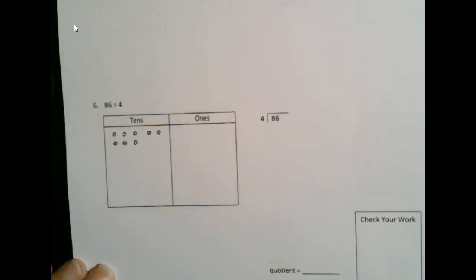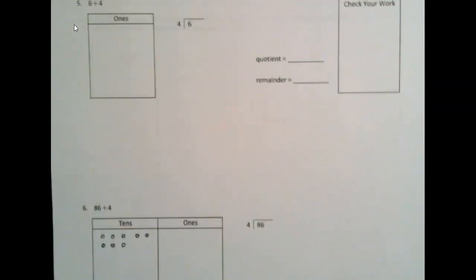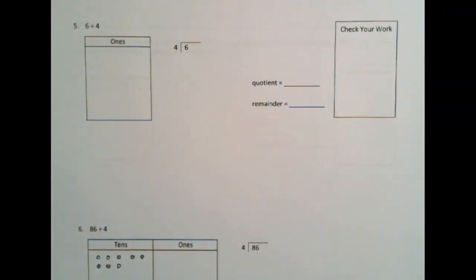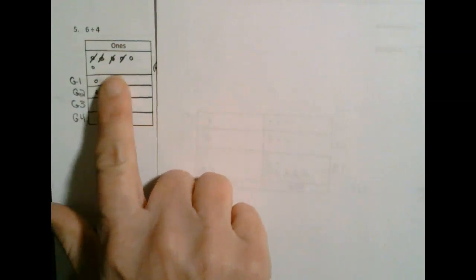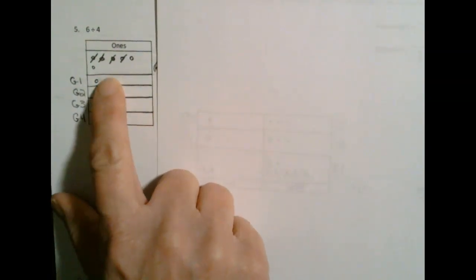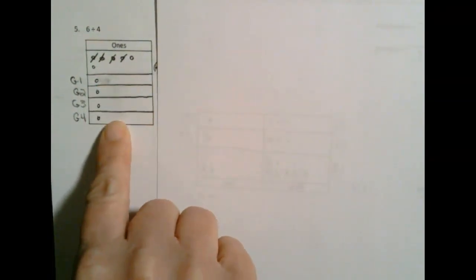So go ahead and do 5 and 6 independently, and then come back and check your work with me when you're done. All right, so let's see how you did. So I have 6 divided by 4. So you should have put 6 ones in your place value chart and split them into groups of 4. So you would have had 1 in each group, and you should have had 2 left over.